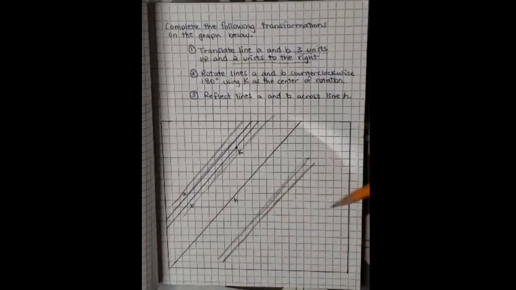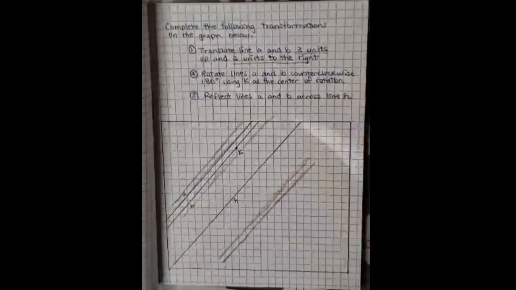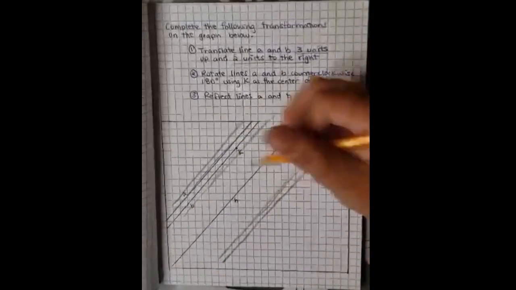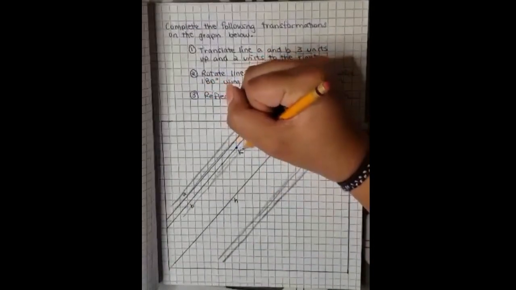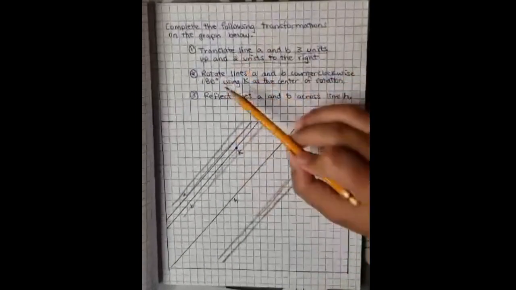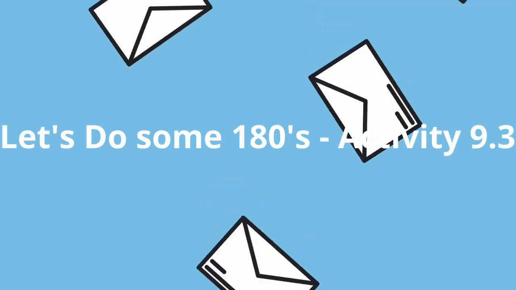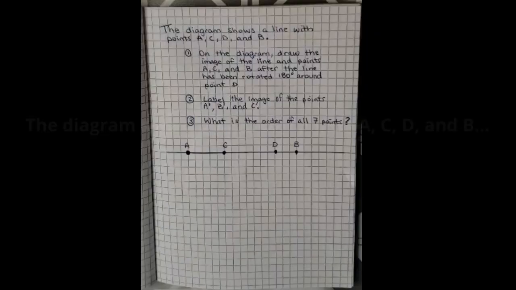If you notice, my parallel lines are still an equal distance apart. That never changed. But now I have my translation, my rotation, and my reflection. Now let's take a look at some more 180 degree rotations.